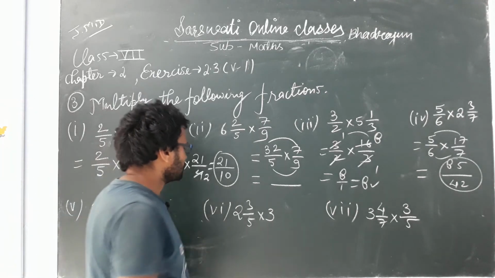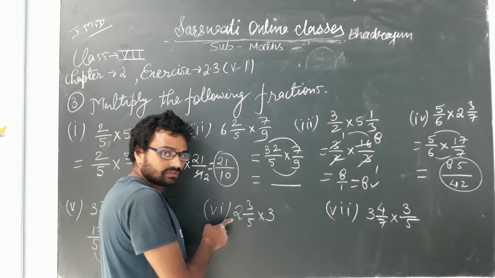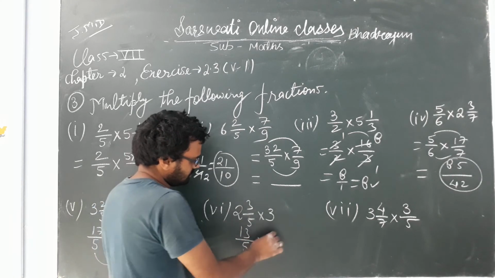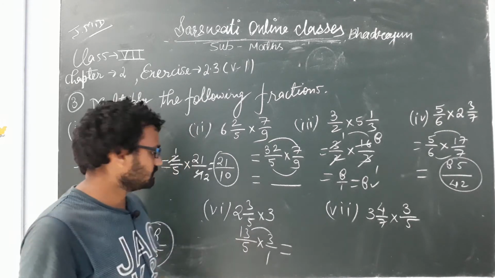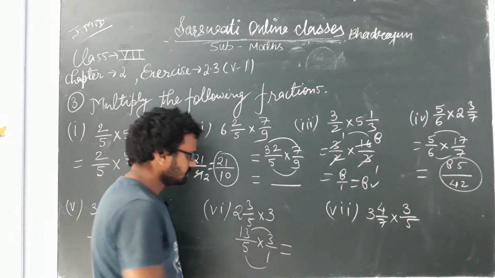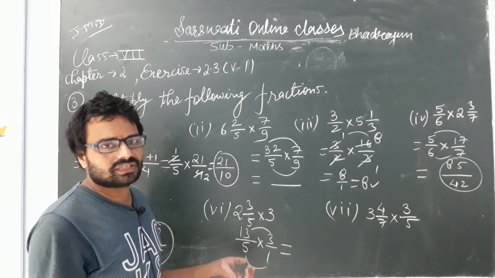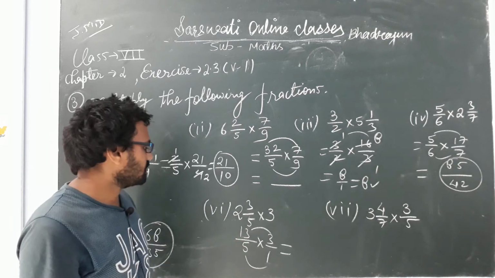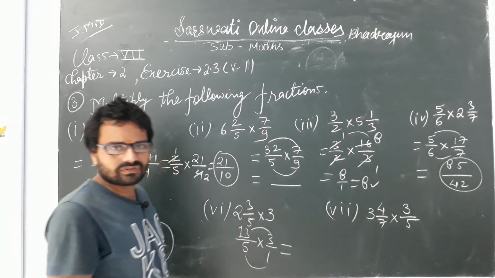Now we will go for this sum. 5 2s are, yes, of course, 5 2s are 10, 10 plus 3 is 13. 13 upon 5 multiplied with 3 upon 1. 13 into 3 is 39. Now I am just leaving this multiplication for you. You will be very able to do this. If you have any problem in this type of sums, then you can make a comment. I will teach you.